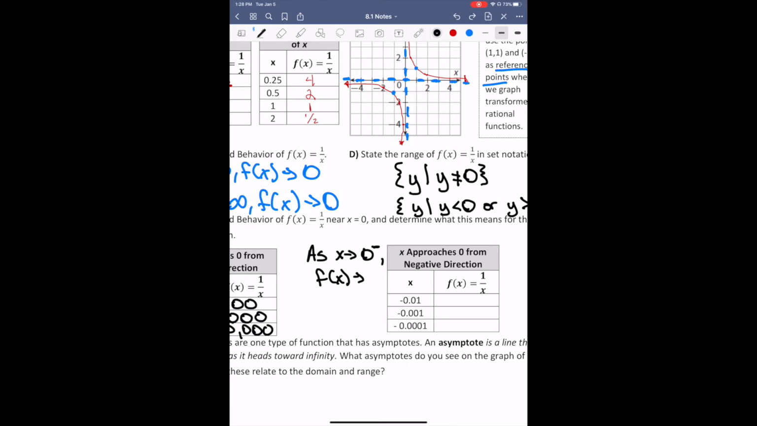However, let's do this using our table of values. So if we substitute 0.01, what's 1 divided by negative 0.01? We get a value of negative 100. 1 divided by negative 0.001 gives us negative 1,000. And 1 divided by negative 0.0001 gives us negative 10,000. So you can see that our values are decreasing, right? We're getting further and further away from our y-axis there. So as x approaches 0 from the negative direction, f of x approaches negative infinity.